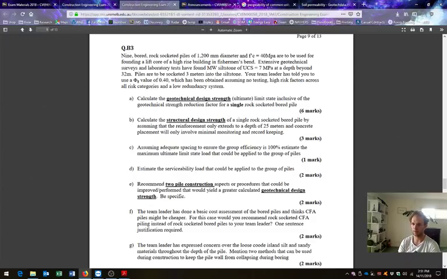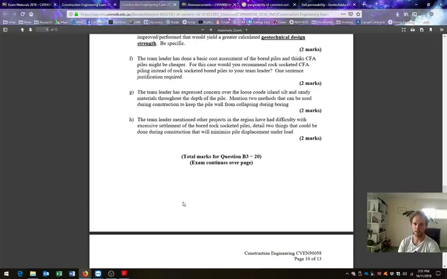Dewatering for H. Let's have a look. H. The team leader mentioned other projects in the region have had difficulty with excessive sediment. Detail two things that can be done during construction to minimise pile displacement under load. So you need to clean the socket. Well, that'll help. You could roughen the socket. That would help as well. So they're two such examples of things you could do to minimise displacement of the pile under load. So no, dewatering is not really critical here.